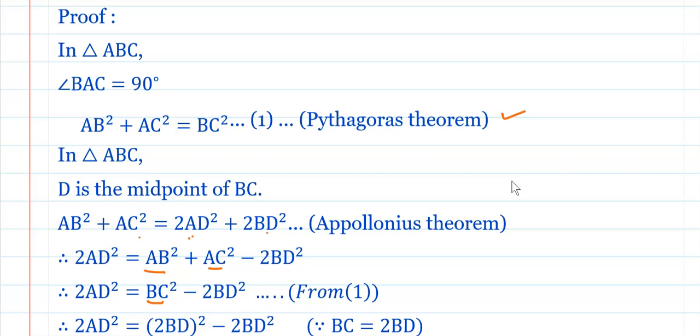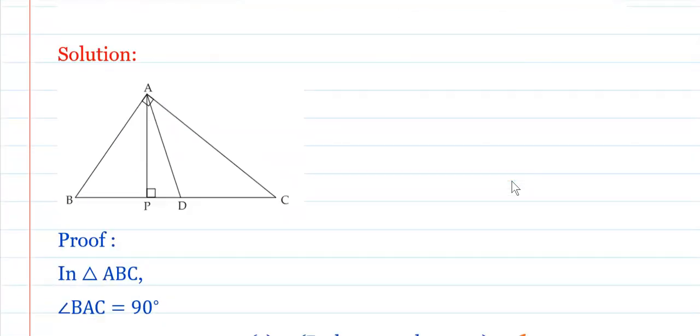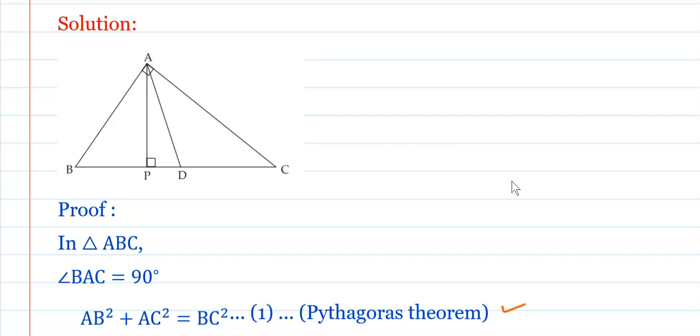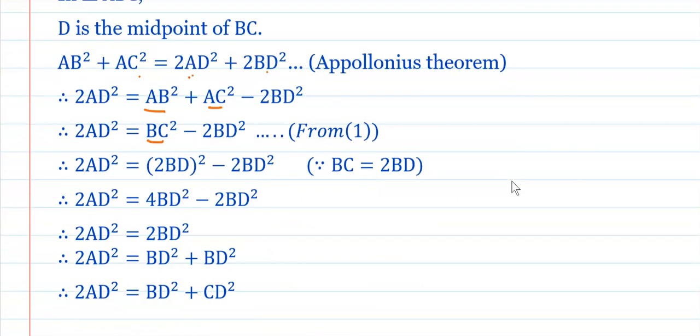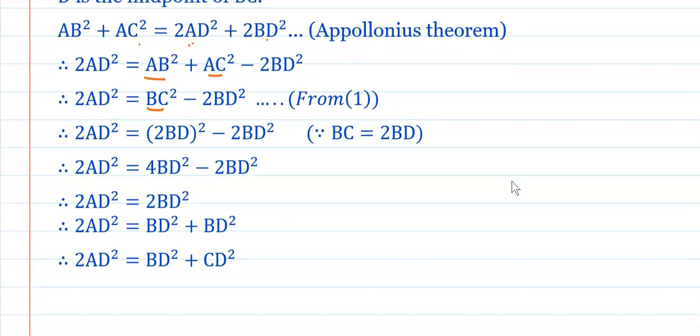Okay. Now, BC means what? See this here. BC is nothing but 2 times BD, because D is a midpoint. The BC is nothing but 2 times BD. Therefore, this BC is replaced by (2 times BD) bracket square minus 2 times BD square. That means (2 times BD) bracket square means what? 4BD square minus 2BD square. From 4BD square, 2BD square is removed, you will get 2BD square.